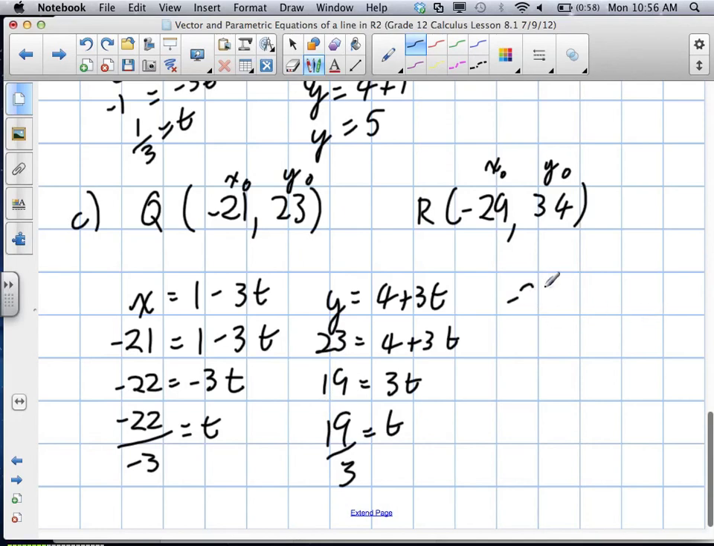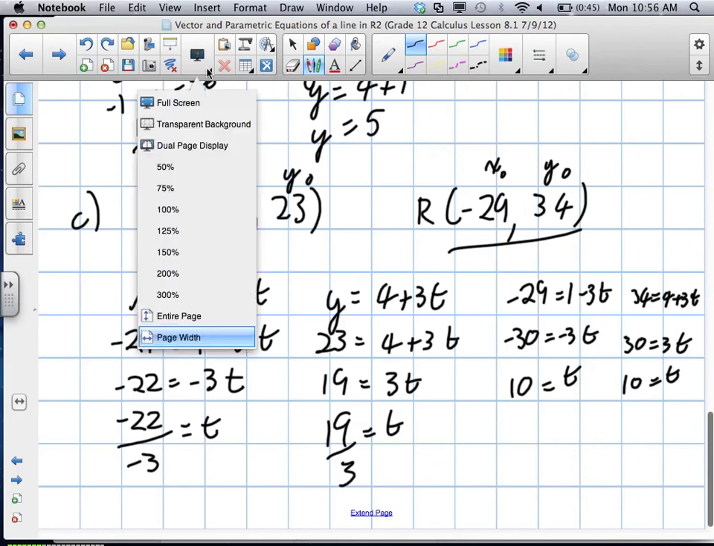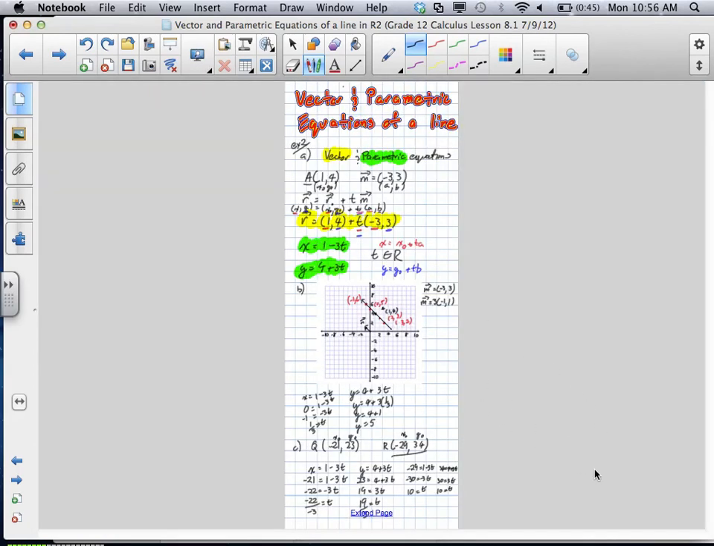Same idea. -29 equals 1 minus 3t. -30 equals -3t. T equals 10. And 34 equals 4 plus 3t. 30 equals 3t. T equals 10. Does this point lie on the line? Yes. Because both held true and t was equal to 10 in both instances, then this point does show up on our vector or our line.